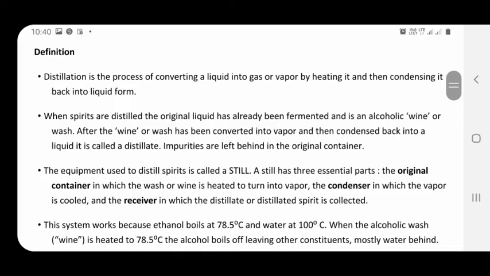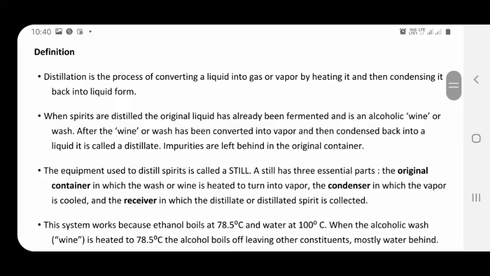The equipment used to distill spirit is called a still. A still has three essential parts. The original container, in which the wash, the wine, is heated to turn into vapor. The condenser, in which the vapor is cooled, and the receiver, in which the distillate or distilled spirit is collected. The system works because ethanol boils at 78.5 degrees Celsius and water at 100 degrees Celsius.